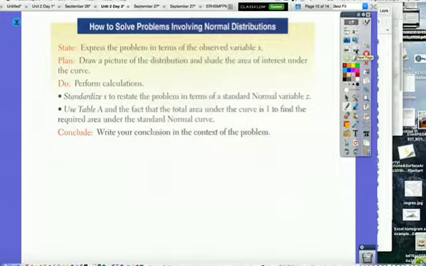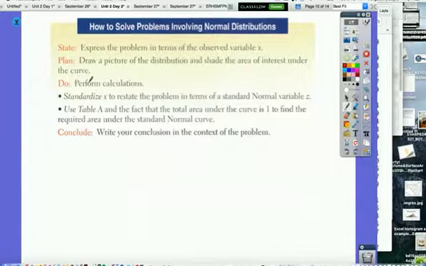How to solve problems involving normal distribution. The first thing that you need to do in our 4-step plan is state. You're going to state or express the problem in terms of the observed variable x, so basically tell what x is equal to. The second thing you're going to do is plan. You're going to draw a picture of the distribution and show the area of interest under the curve, which is what we've been doing on all of these examples.